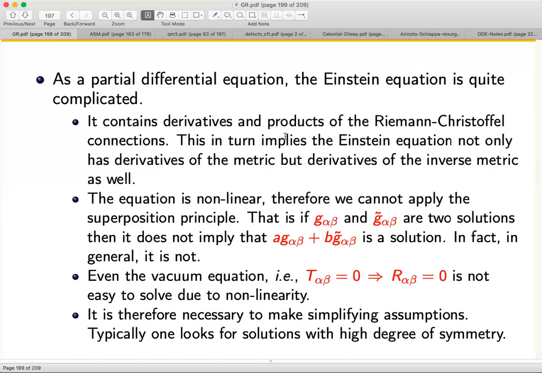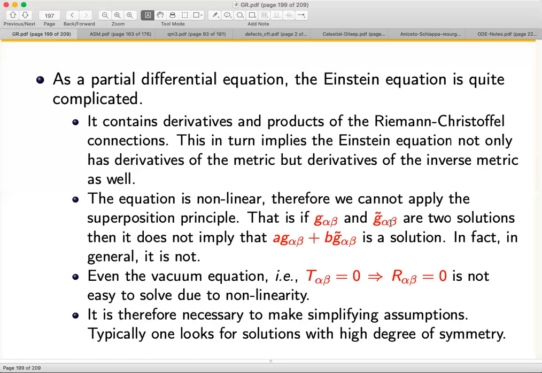Now of course, because it involves products of Riemann-Christoffel connections, and the connection itself involves the metric and its inverse, it makes the equation badly nonlinear. And because the equation is nonlinear, if you obtain two solutions, G alpha beta and G tilde alpha beta, it doesn't mean that A times G alpha beta plus B times G tilde alpha beta is also a solution.